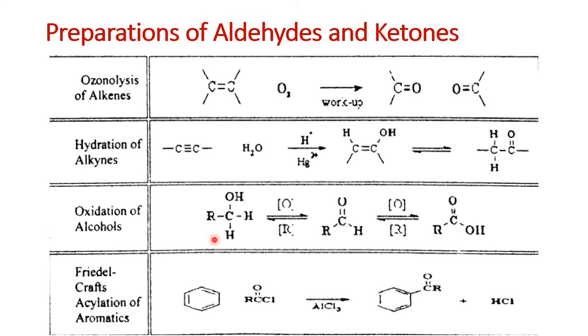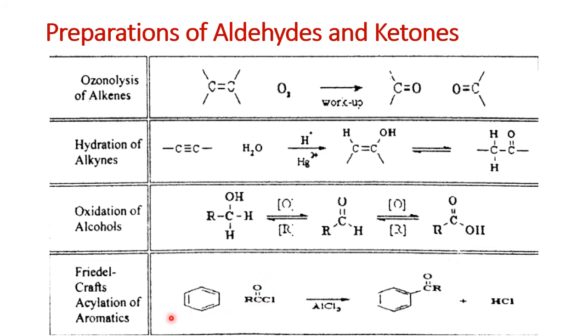Similarly, aldehydes can be prepared by the oxidation of a primary alcohol. A primary alcohol means the carbon attached to OH has two hydrogens, or is directly linked with one carbon. If we oxidize that primary alcohol, it will convert into an aldehyde, and that aldehyde is further oxidized to make the carboxylic acid.